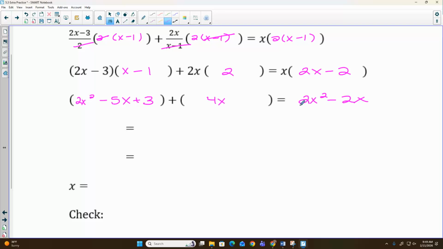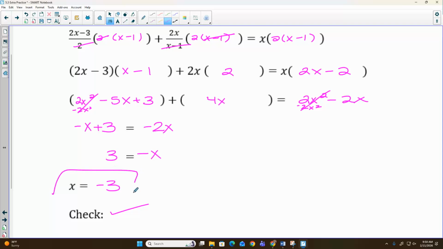If I subtract over my 2x squared, what happens? Combine like terms, so we get a negative x plus 3 equals negative 2x. I can add my x over, so 3 is equal to negative x, so x is negative 3. Check it, was that an okay answer? Yeah, we said the only thing that didn't work was 1, so negative 3 is my answer.